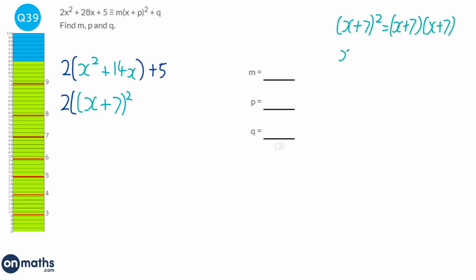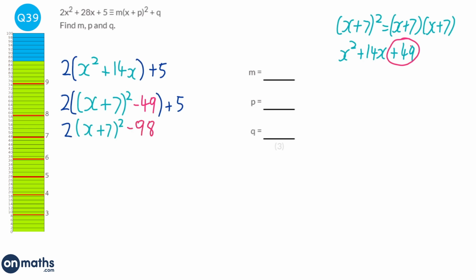And when we expand that, we get x squared plus 14x, which is good. And then we get plus 49. Now this bit here is the bit we need to remove. So what I'm going to do here is just take away that 49, because we don't really want that 49. Close bracket, plus 5. Okay, now I'm going to expand these brackets and have the 2 next to the (x plus 7) squared. And 2 times minus 49, which will be minus 98, plus 5.